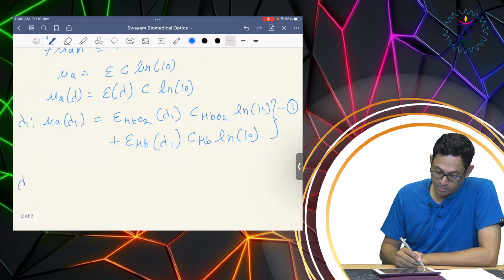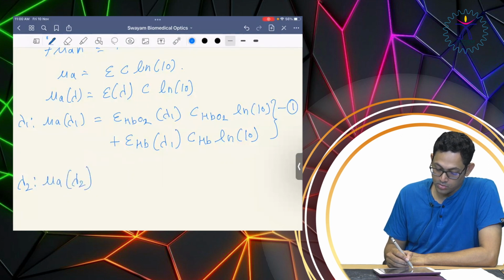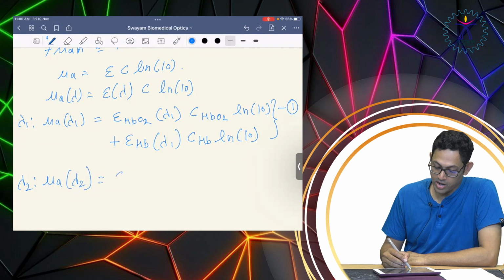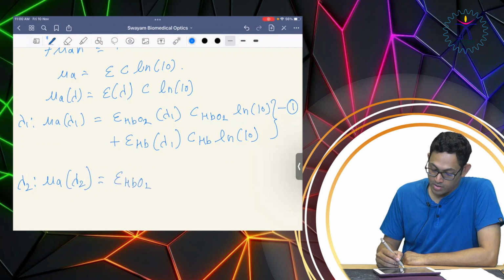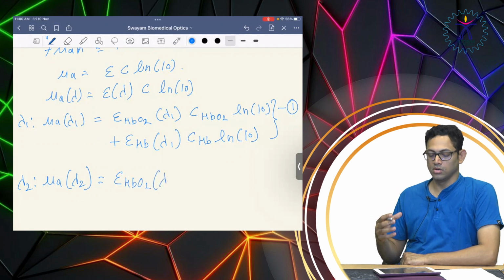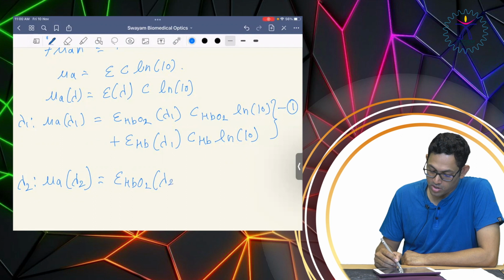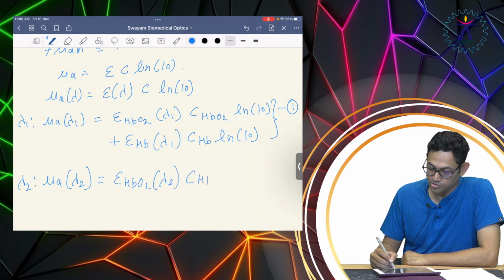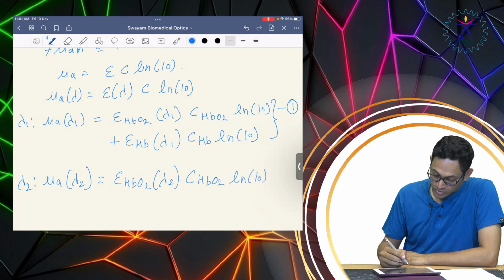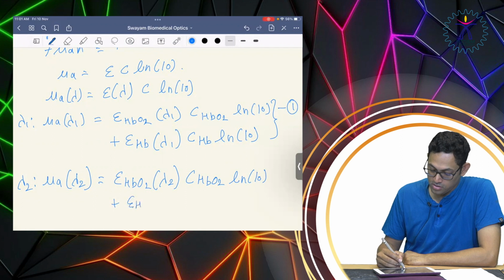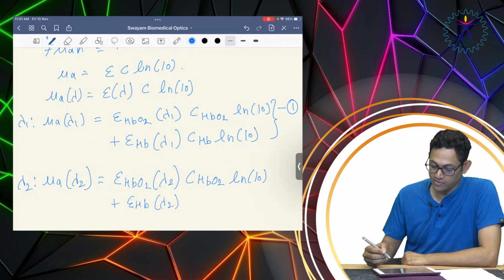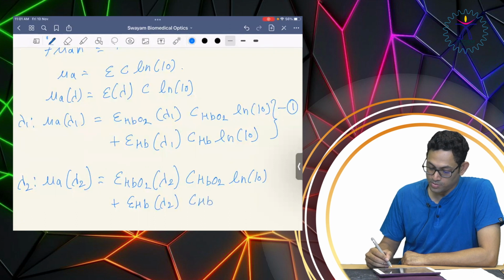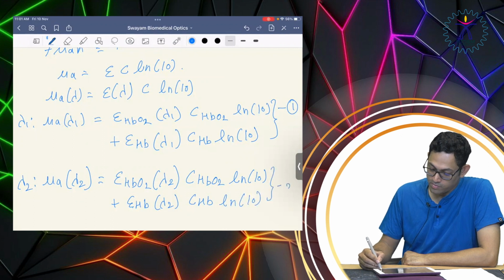Now I am operating at lambda 2, so mu a of lambda 2 is equal to, again, epsilon of HbO2, but now at lambda 2, that is around 940 nanometers. So I write lambda 2 instead of lambda 1, times the concentration of oxygenated hemoglobin, times ln 10, plus the extinction coefficient of Hb at lambda 2, that is 940 nanometers, times the concentration of Hb, into ln of 10. This becomes my second equation.